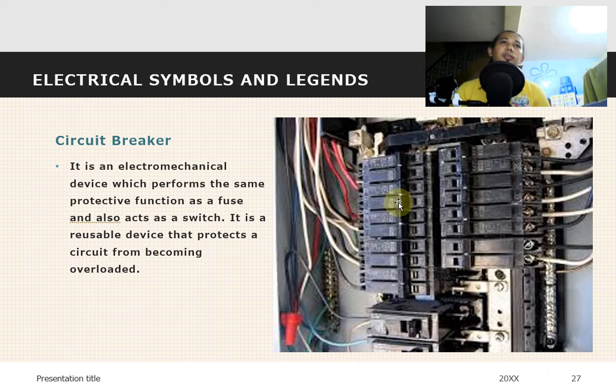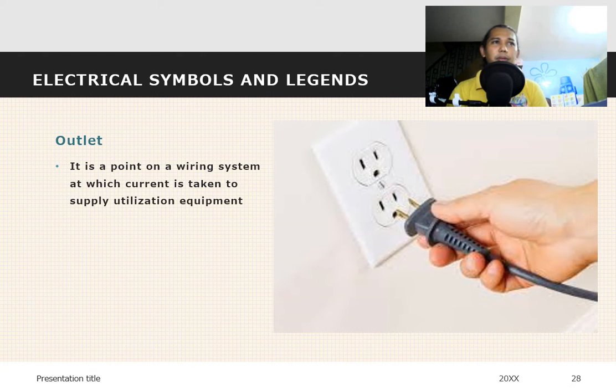It is an electromechanical device which performs the same protective function as the fuse, and also acts as a switch. That's the difference from the fuse, no. Ang switch, it can turn on and off some parts of the house, not like the fuse. It is a reusable device that protects a circuit from becoming overloaded. Meron siya kasing capacity, which is hanggang doon lang siya. Pag tumaas 'yun, kusa siyang nagta-turn off, nagba-back siya sa off position. Yun ang kinaganda ng breaker.